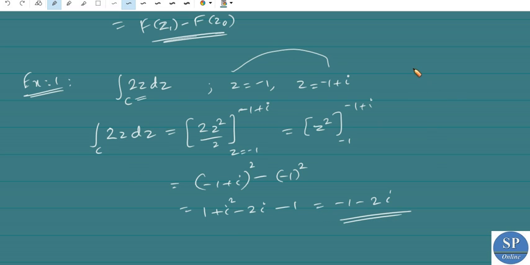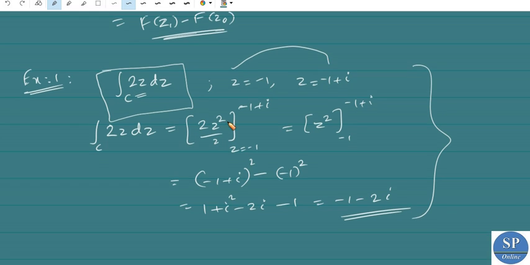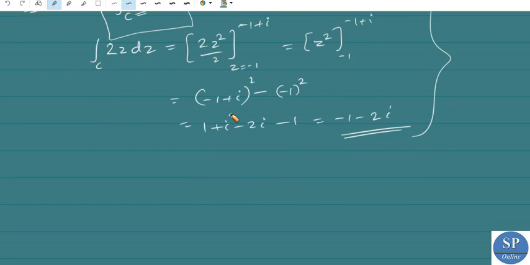So simply we can do it like this if the integrand is analytic. That means if the integrand is analytic, we know the contour integral is independent of the path C. That means the contour integral depends only on the endpoints. Clear? Okay. Next we can discuss another example.